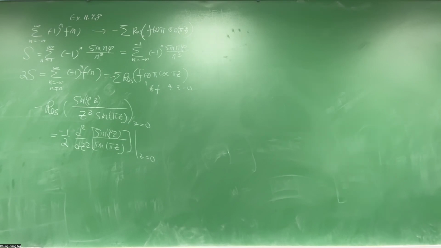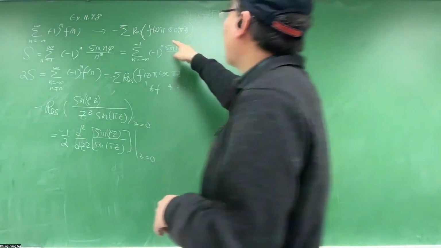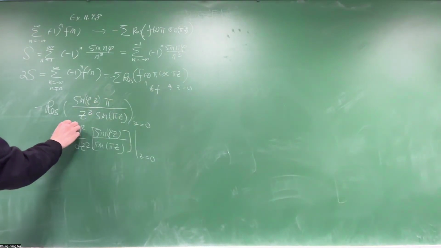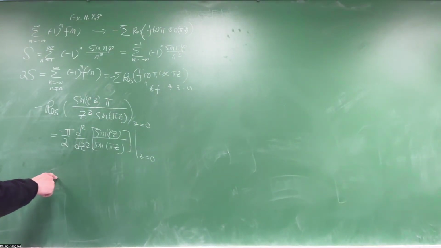Yeah, there's a pi factor. Is the pi factor coming from taking a derivative, right? No, the equation already has it. Oh, the equation already has a pi. Oh yeah, there's a pi here. Okay, that should do it.